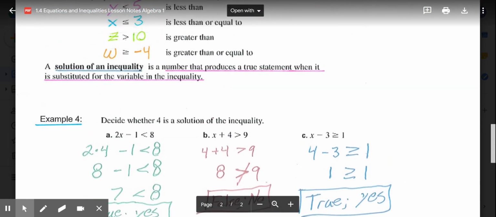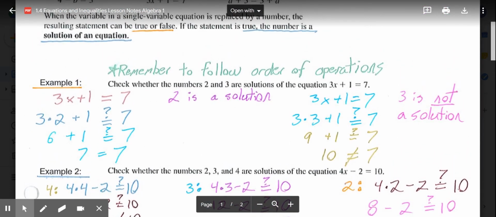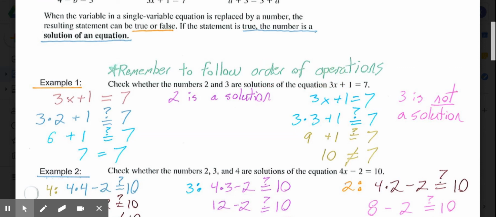So as you're working on the practice problems for this lesson, please make sure to follow the order of operations when you are checking for your solutions.